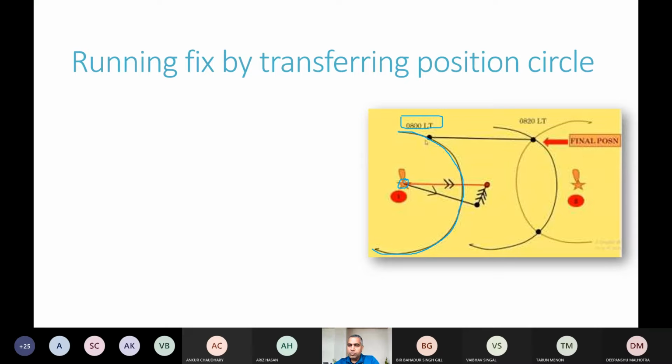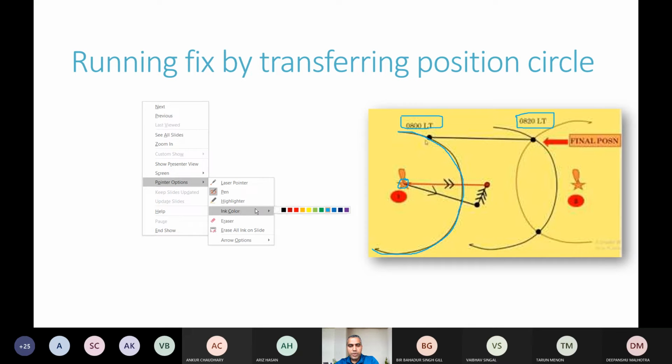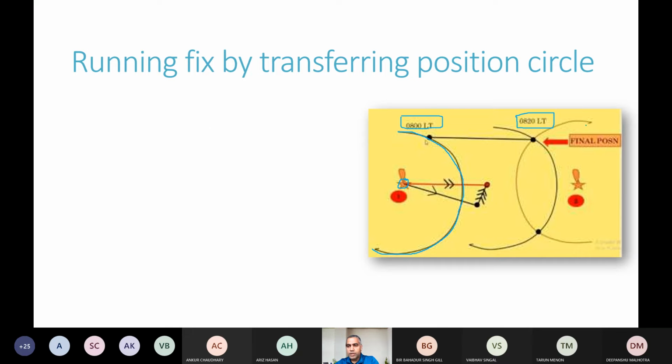Now let's say you keep on proceeding on your course. You are steering a particular course, a certain current is also affecting you. And after 20 minutes, you have another position circle available to you. So at 8:20, another position circle is available to you. Let me mark it with a different color. Let us say this is the position circle which is available to us now at 8:20.